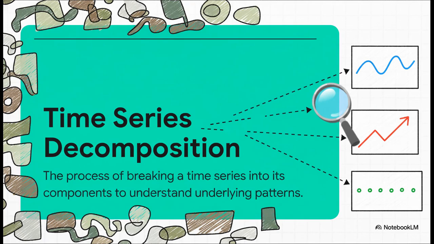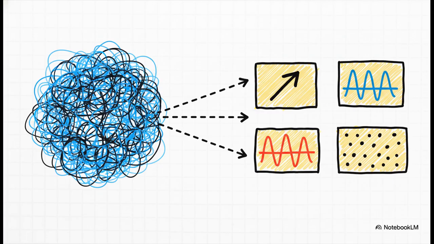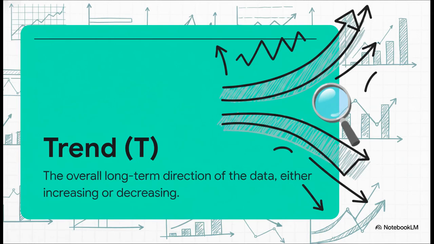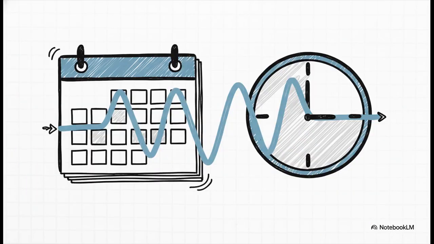So the whole idea is to break down a messy time series into parts that actually tell a story. Just think of one complicated data stream splitting into 4 much simpler, easier to understand layers. Okay, first up is the trend. This is just the overall long-term direction of the data. Is the data generally going up or is it going down over time? That's your trend.